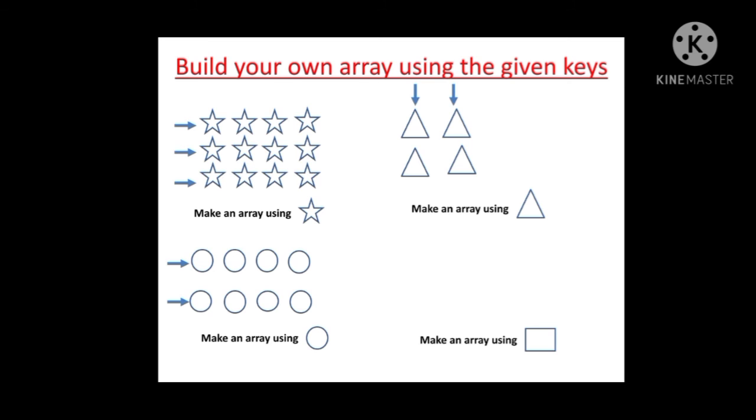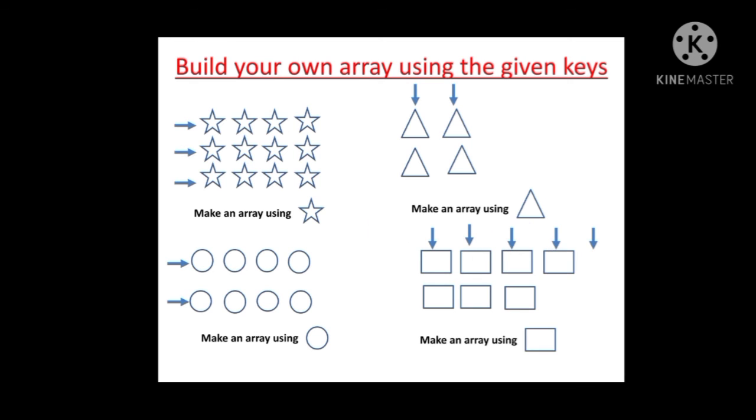Make an array using rectangles. I use it here, the columns. Determine how many columns. 1, 2, 3, 4, 5. I should put in each column the same number of rectangles. Okay, don't forget. 1, 2. In the second column, 1, 2. In the third column, 1, 2. And the fourth column, 1, 2. In the fifth column, 1 and 2 to become this array.